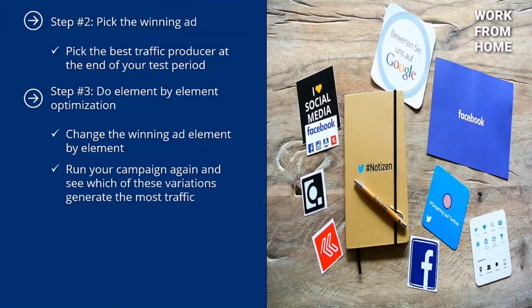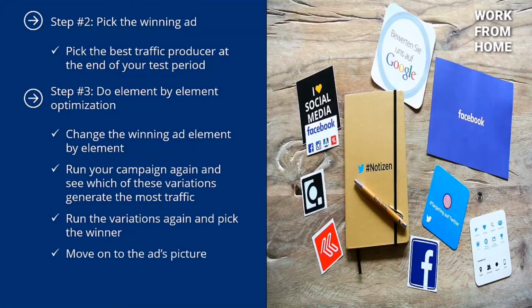Deactivate the rest, and then take the winning headline and see if you can come up with a tweak that would increase the conversion rate. Run the variations again and pick the winner. Keep repeating this until you cannot improve the click-through and conversion rate of the ad. Move on to the ad's picture. Run the same ad but with 5 different pictures and repeat this process again. At the end of this process, you would be able to identify the best performing ad because you have optimized all its elements starting from the headline to the picture, to the description, to even the link.